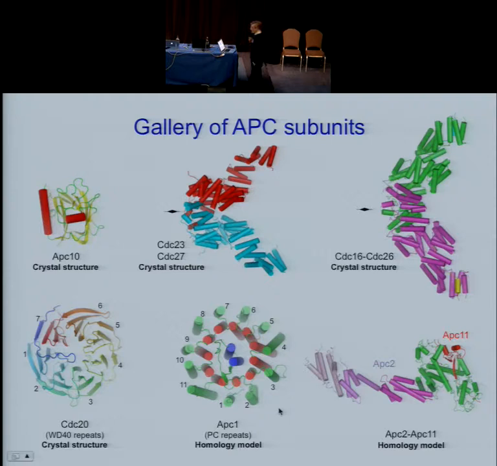And we determined the structure of RPN2 with Ed Morris last year, and we can therefore model the structure of the APC1 PC domain based upon the RPN2 structure. Interestingly, many of the APC subunits are composed of multiple repeat motifs. Including the TPR motifs, there are also these PC repeats within the PC domain of APC1, which forms a toroidal structure. And then there are WD40 repeats, which form beta propeller structures.